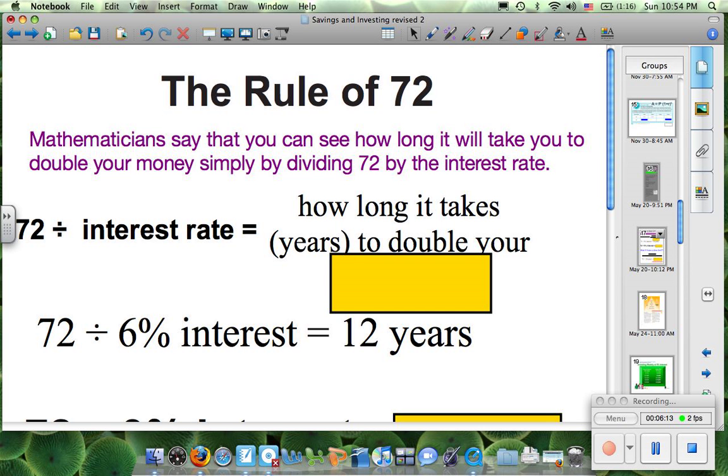So if you have $5 earning 6%, in 12 years it will turn to $10. If you have $100 earning 6%, in 12 years it will turn to $200. If you have $1 million earning 6%, in 12 years it will be $2 million. And that's approximately 12 years. It's not exactly, it's approximately. It's pretty close. Okay?